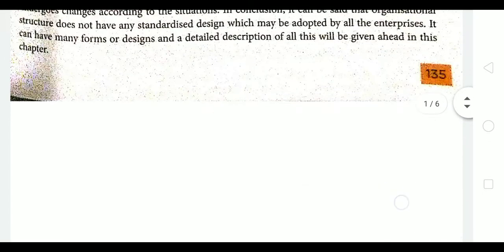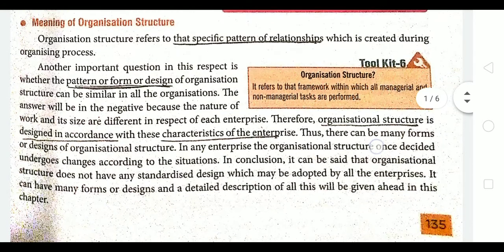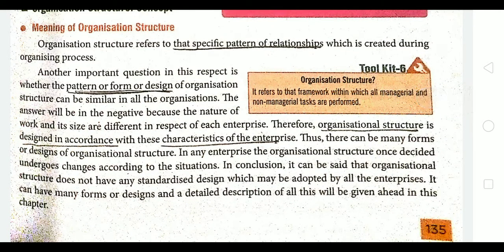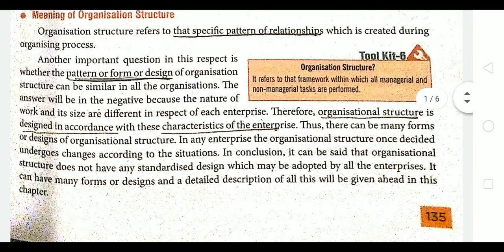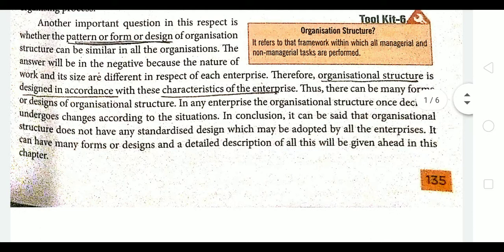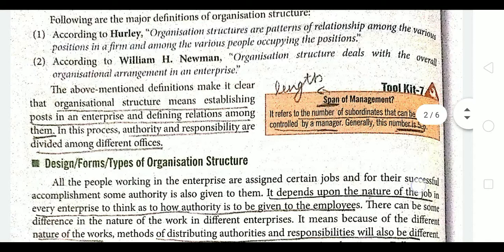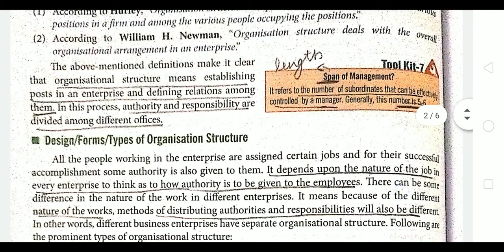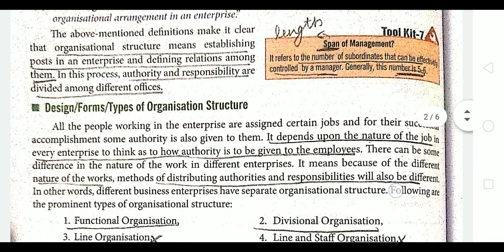Coming back to the meaning of organization structure, as we have already discussed, organization structure is a specific pattern of relationship. We can call that a design of the organization. The design of the organization depends upon the nature of the enterprise. According to the nature of the enterprise, we will decide the design. Organizational structure means establishing posts in an enterprise and defining relations among them. Authority and responsibility are divided among different offices.